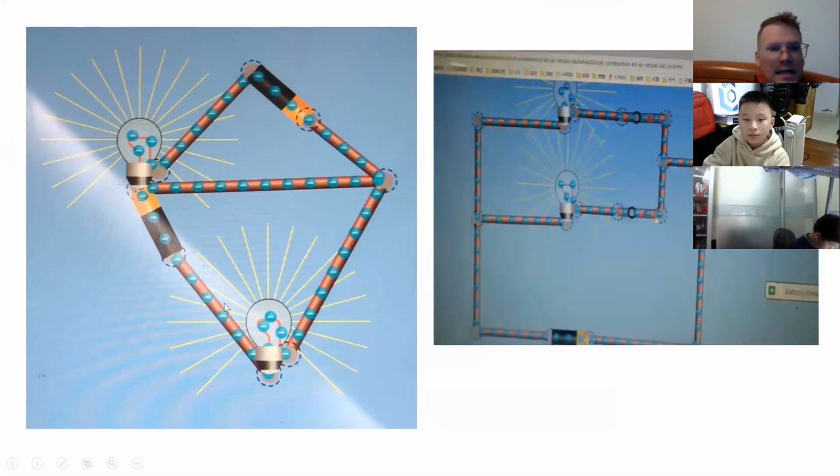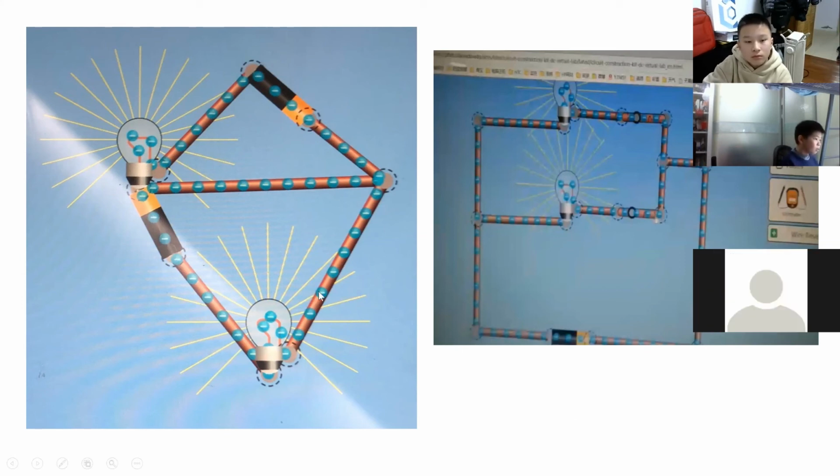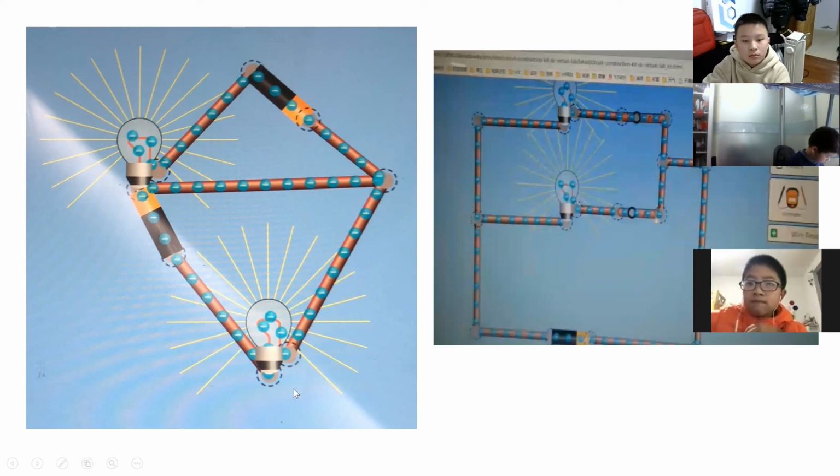And this one is Tina's circuit. What do you guys think of Tina's circuit? What kind of circuit is it? Parallel circuit? I think so too. How many power sources are there in Tina's circuit? 2.